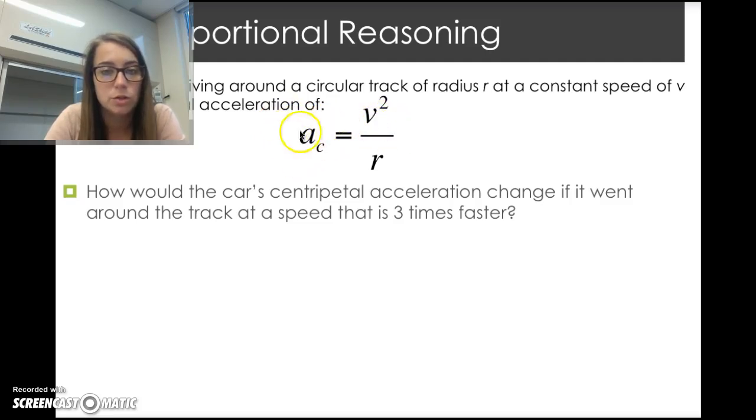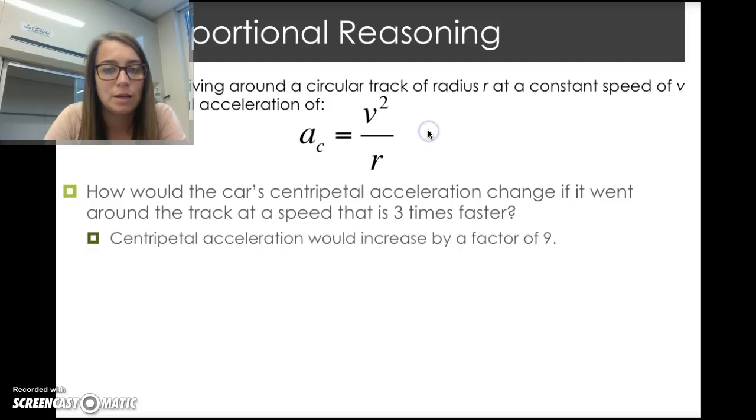Well, I know these are directly related, right, because they're both in the numerator, so acceleration is going to go up. How much will it go up by? Well, if I plug in 3v squared, that square there is the same like we had before. 3 squared would be 9. Okay, so it's going to increase by a factor of 9 because we plug in a 3 here and 3 squared is 9.